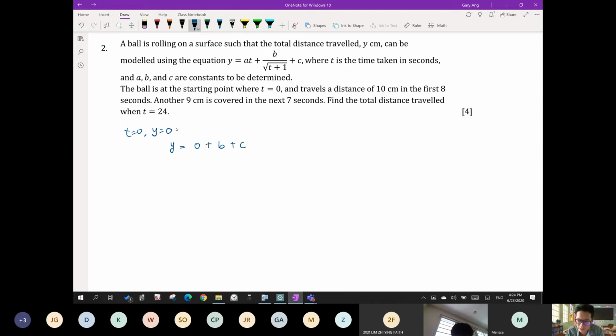The moment you write this down, all right, you probably have the sense that, wait a minute, I'm supposed to find a, b, c. So if I form an equation with b and c so easily, it must be a simultaneous equation kind of question. Okay, all right, so that's the kind of feel that you must have. Then you read on for more information, right? That's the first 8 seconds. All right, you're going to travel 10. Okay, so there you go.